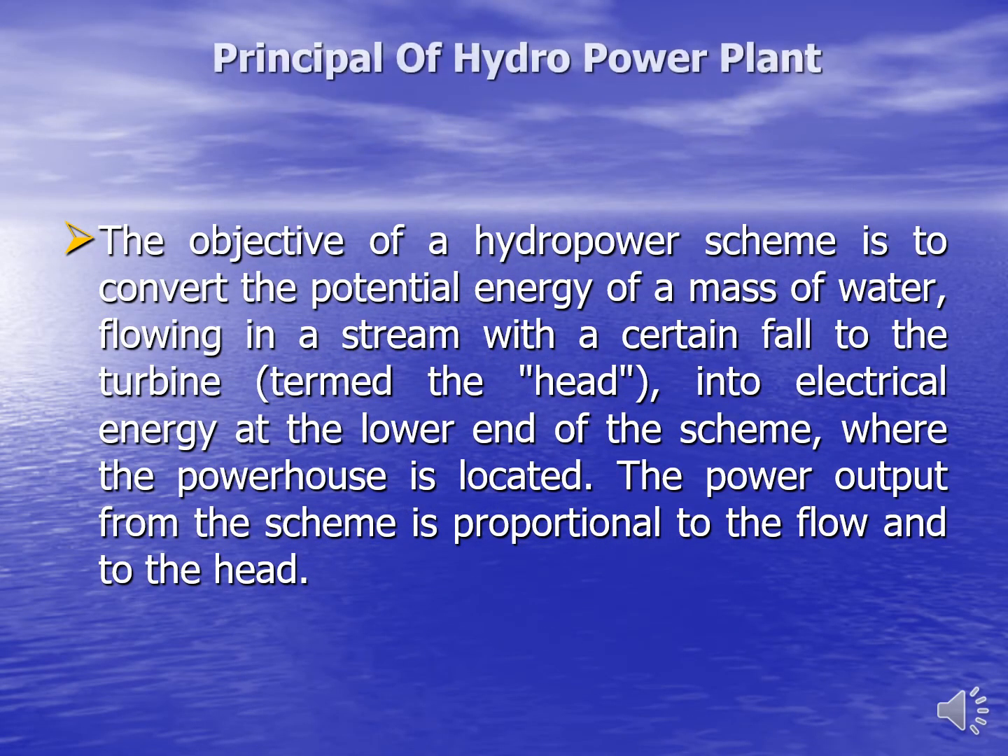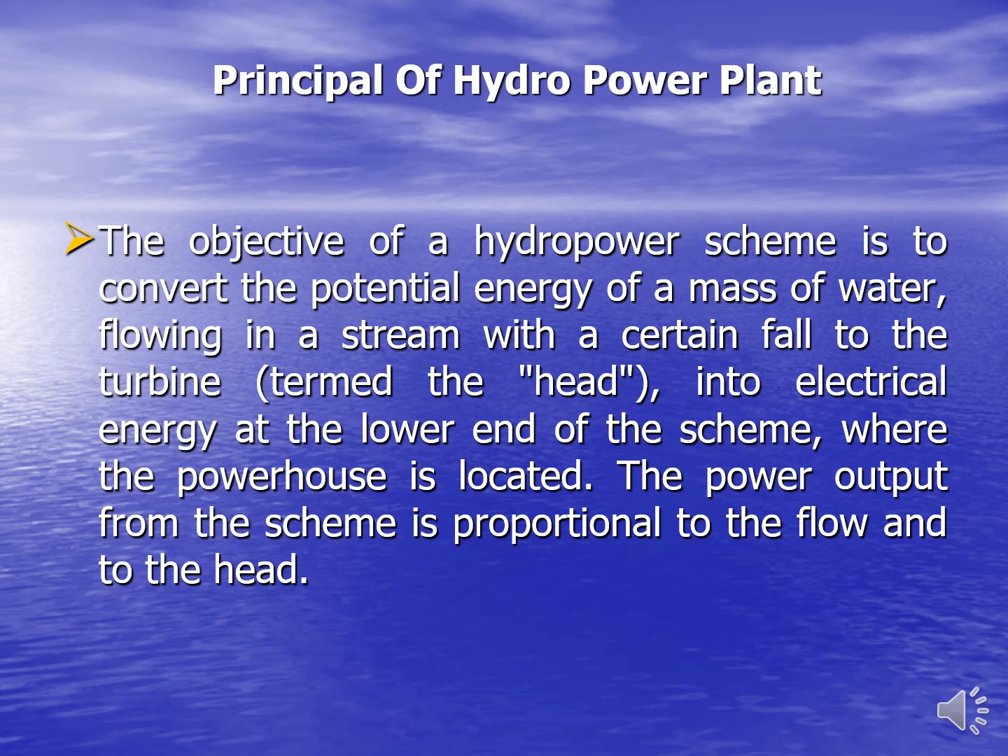First, what is the principle of a hydropower plant? The main objective of a hydropower scheme is to convert potential energy into electrical energy, right? So how do we convert it? We need some height of water or mass of water, and that water should flow in a stream with a certain fall to the turbine. It means we have to make water fall from a high level to a low level onto the turbine. During this process the potential energy is converted into electrical energy. That is the main principle of a hydropower plant.